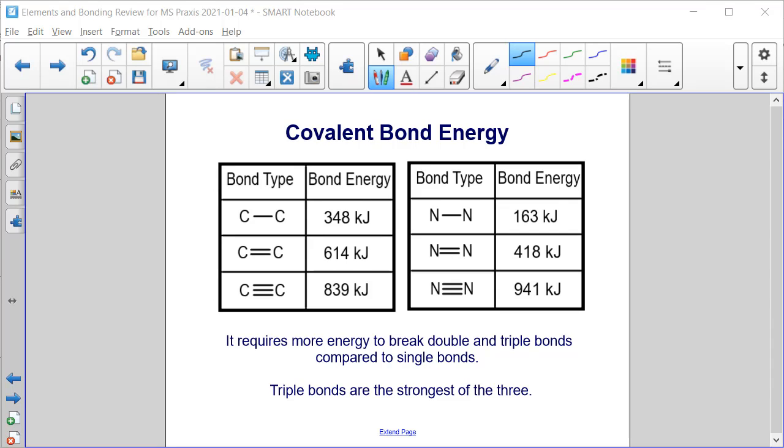What happens in terms of bond energy when multiple bonds are formed? So look what happens here. We have carbon single bond, carbon-carbon double bond, and carbon-carbon triple bond. So the more electrons we add here, what happens to the energy? It increases. Same thing happens with nitrogen. As we add more electrons, we share more electrons between the atoms, the energy increases. So it requires more energy to break double and triple bonds than it does to single bonds. So triple bonds are the strongest of the 3.